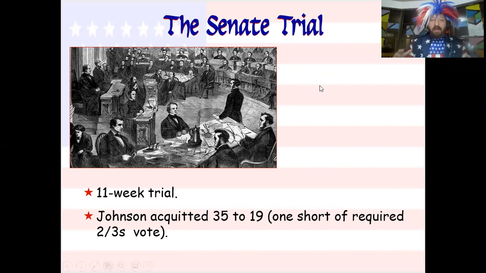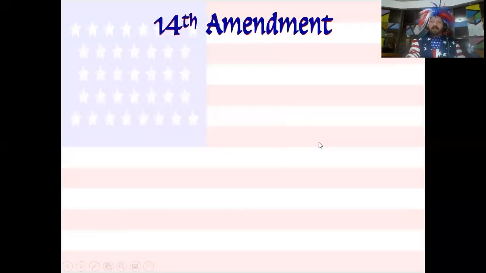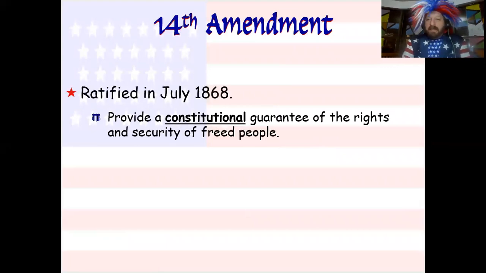So, it looks like you guys just finished the Senate trial on Johnson's impeachment, which again, crazy stuff. All right. What do we got next? What do you guys? Oh, 14th Amendment. Yeah, it's a great amendment. Great, good stuff. It was actually ratified July of 1868, provided a constitutional guarantee.